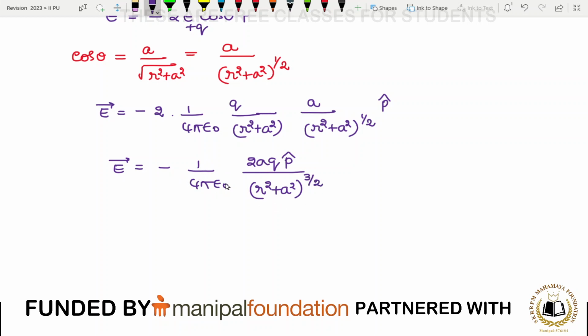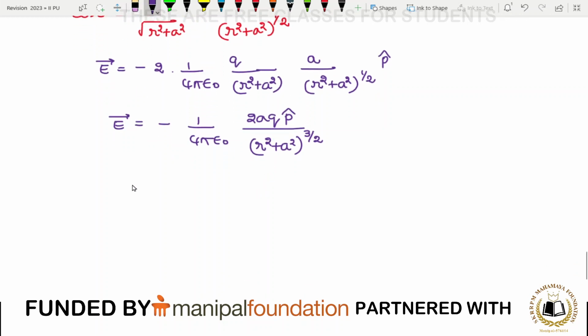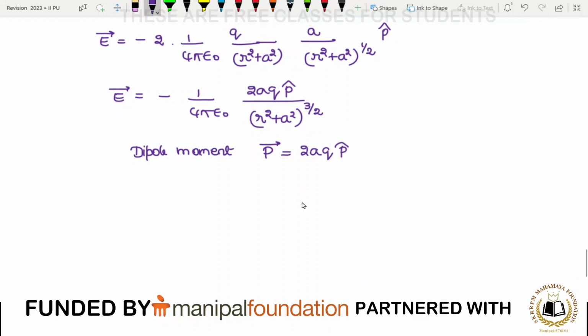Minus 1 by 4 pi epsilon naught 2AQ P cap divided by R square plus A square. This power is how much here? 1. This power is 1. Here power is half. So 1 plus half becomes how much? 3 by 2. Now what is this numerator term? 2AQ P cap. That is dipole moment. So what is dipole moment? Dipole moment is P vector equal to 2AQ P cap.